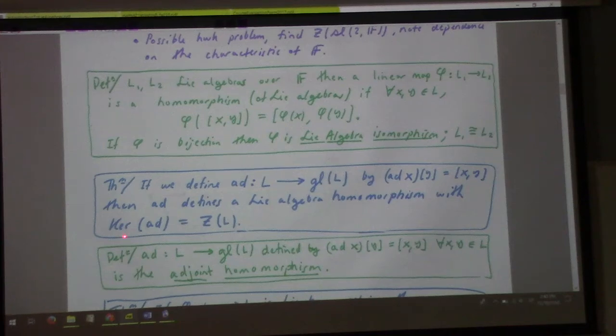And the kernel of the adjoint map is in fact the center. It's pretty easy to see that the kernel of this map is the center, right? What would the kernel of the adjoint map mean? It'd mean that ad x maps to the 0 map. So if ad x is the 0 map, what's that mean? It means that ad x of y is equal to 0 for all y. That is to say that x is in the center of the Lie algebra. So the kernel of the adjoint map is in fact the center of the Lie algebra. Definition: this theorem gives us something that we can define, and the adjoint map is the adjoint homomorphism as it's known.